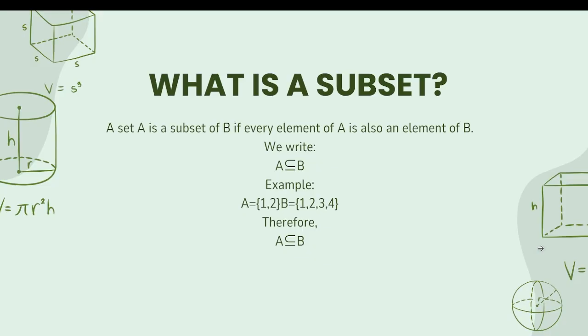A subset is like a set. For example, here A is a subset of B. If every element of A is also an element of B, we write A is a subset of B. This is the sign for subset. Here, for example, A is equal to {1, 2} and B is equal to {1, 2, 3, 4}. Here, every element of A is in B. 1 and 2 are in A, and those two elements are also in B. That's why A is a subset of B.